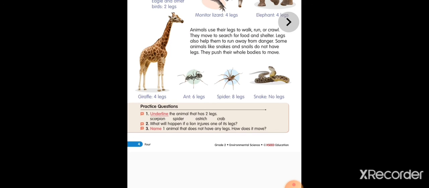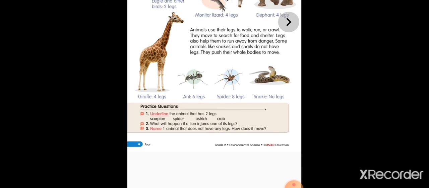And not only snakes, even snail has no legs. Then how do they move? So here the ant, I said, moves using the legs. Even the spider uses its legs to make the web, to move, to catch hold of their prey. The food they catch, these legs are helpful.